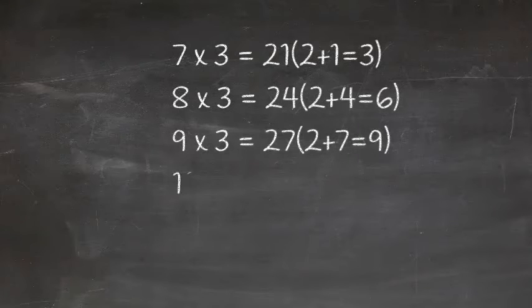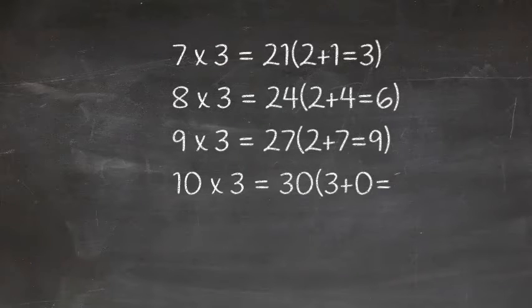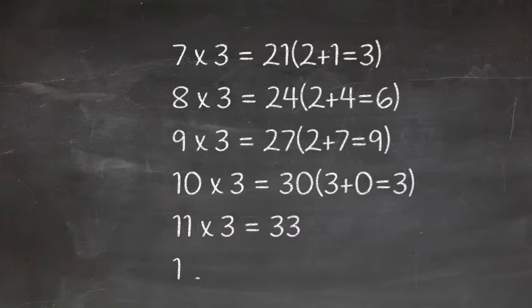3 plus 0 equal to 3. 11 into 3 equal to 33. 3 plus 3 equal to 6. 12 into 3 equal to 36. 3 plus 6 equal to 9.